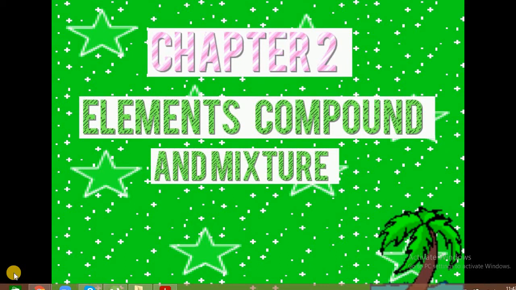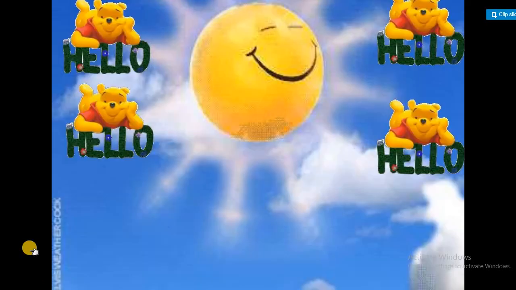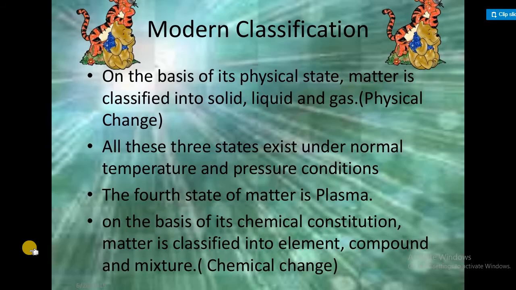The topic I'm going to explain today is the difference between the element, compound and mixture, in which we are going to discuss their definitions and the difference between them. In my previous lectures, I have already discussed that matter is a pure substance that is consisting of the tiny particles called molecules.